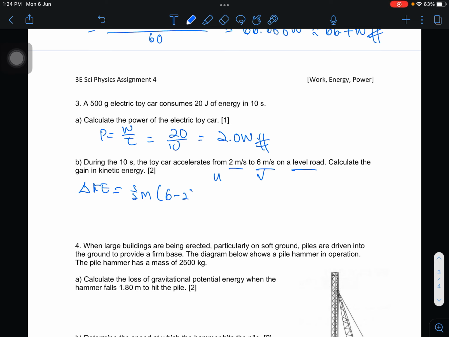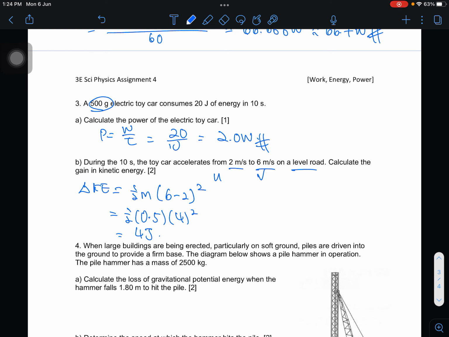6 minus 2, square. So I will find this answer first. Okay, let's find the answer. So half times 500 gram, right? 0.5 kg times 6 minus 2 is 4, 4 square. What is 4 square? Half times 4 square is 16. 4 joule. Alright. So a lot of students will give me 4 joule as the answer. But this is not the right way.